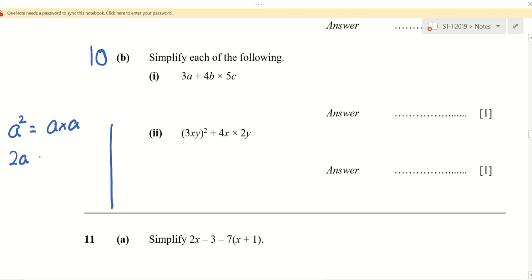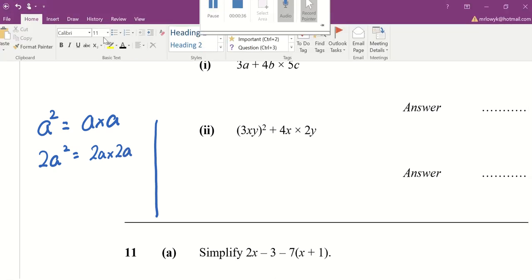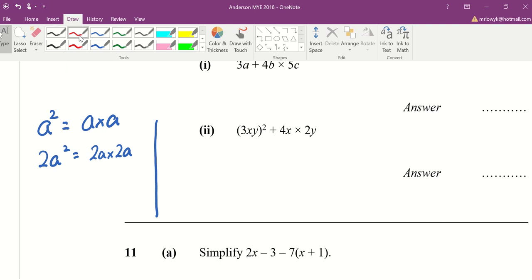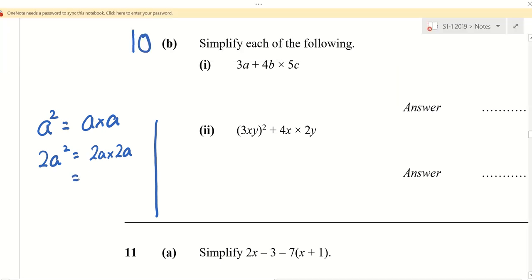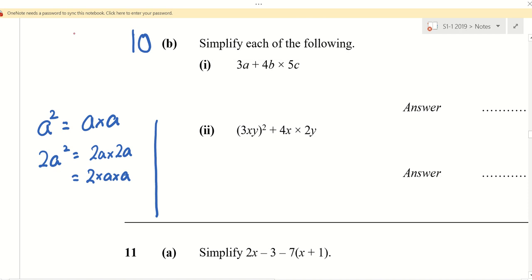Now, what does 2A square mean? Kai Chi says 2A times 2A. Does everyone agree? Is this 2A times 2A, or is it equal to 2 times A times A? So which one is correct, the top or bottom one? Bottom. Can you mark this wrong? Can you mark this correct?